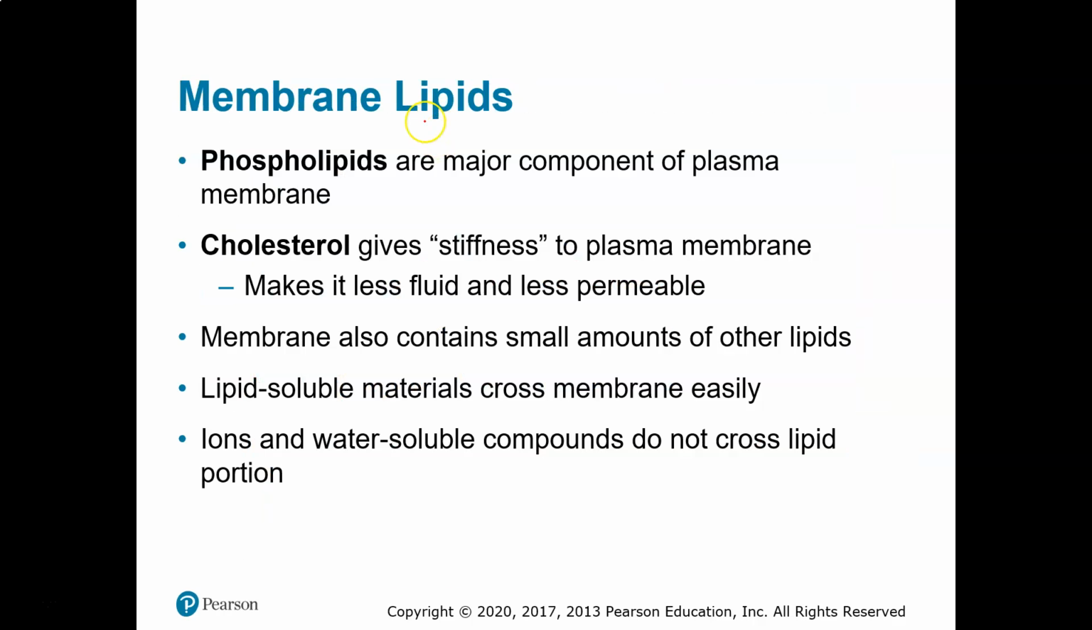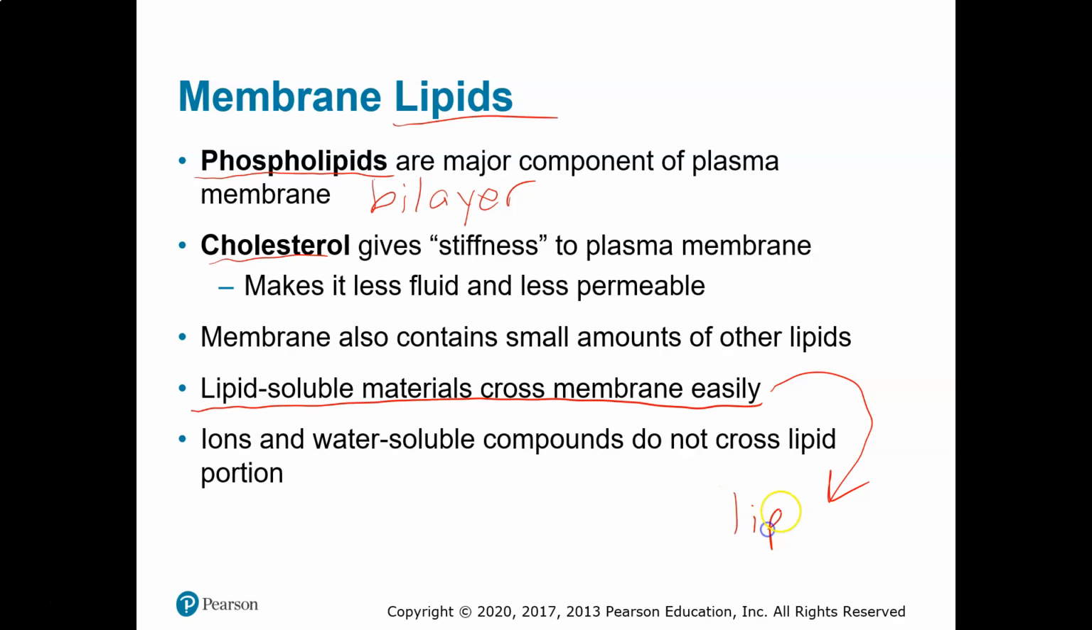So the lipid portion of the plasma membrane includes phospholipids, a phospholipid bilayer, and cholesterol, which makes the membrane less fluid. Lipid-soluble materials easily cross through the phospholipid bilayer. So what are lipid-soluble materials? Other lipids and gases, small molecules like oxygen and carbon dioxide, easily cross through the phospholipid bilayer.